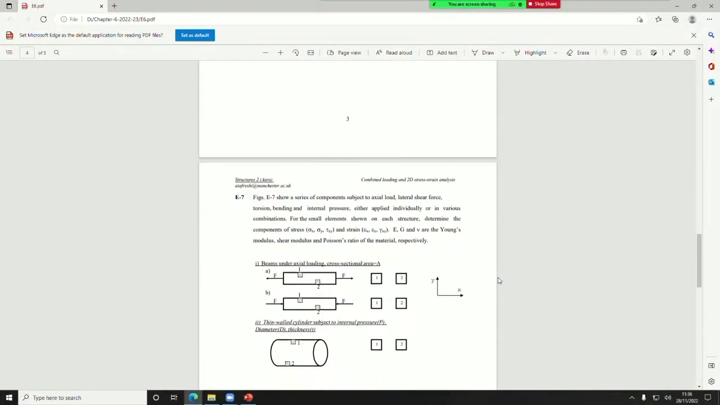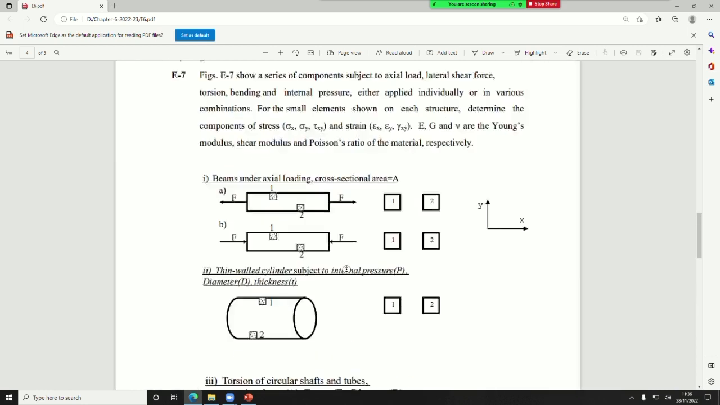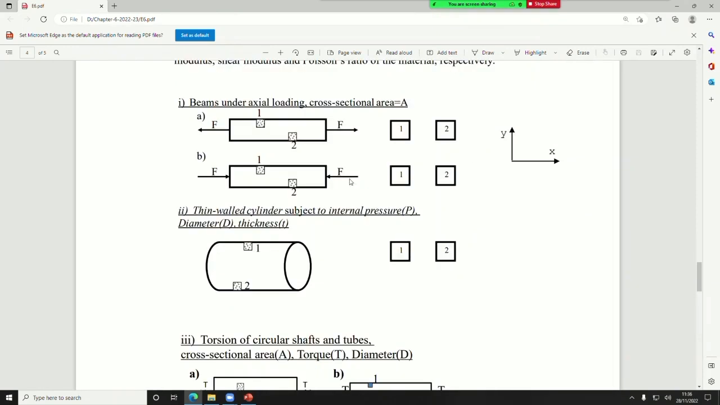Now, in question 7, we've got a series of components which are either subject to one type of loading or a combination of loads. The problem is asking us to find the stress components and the strain components at different locations. So the first one is we've got a beam which is subject to axial loading. The cross-sectional area is A. The points we have, one is located at the top and one is located at the bottom of the beam. And the problem is asking us to find the stress components at these two locations. So could you think about what the three stress components are for points 1 and 2? Sigma x, sigma y, and tau xy. Could you write it down, please?